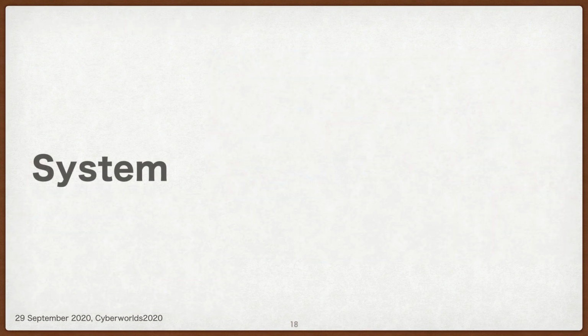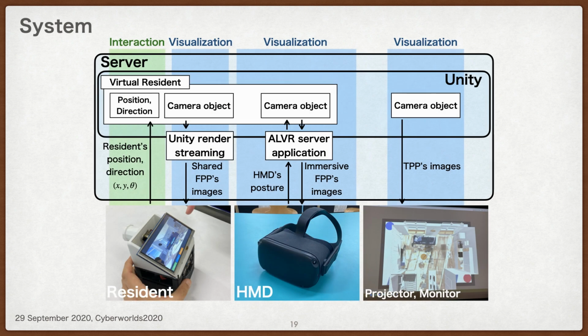Next, we will explain the system configuration. This figure shows the overview of the system configuration of the Intermediation Family. The virtual space is built by Unity. The green area shows the functions for the interaction system, and the blue areas show functions for the visualization system. First, we will explain the interaction system in the next slide.